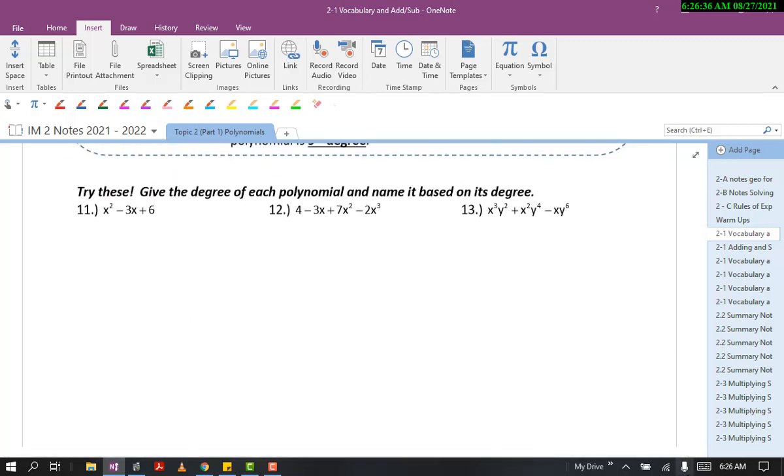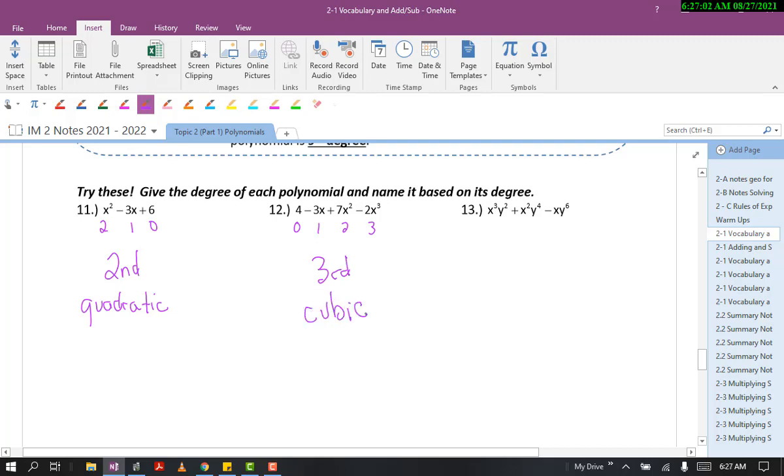We've got a couple more examples here. Should be getting better at figuring out the number of degrees. So it's a 2nd degree, which makes it a quadratic, which again is going to be our focus all first semester. We have 0, 1, 2, and 3 degrees, so it's the third degree. Third is cubic. And then the last one, we got degree of 5, 6, and 7. Largest one is 7th, so it's a 7th degree polynomial. No special name for it.